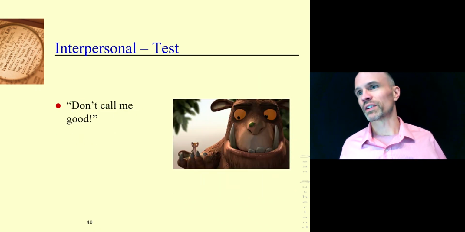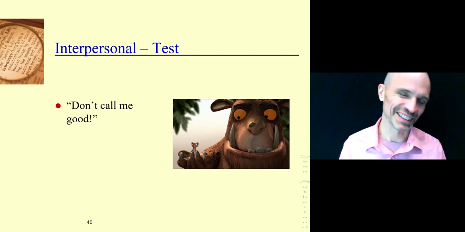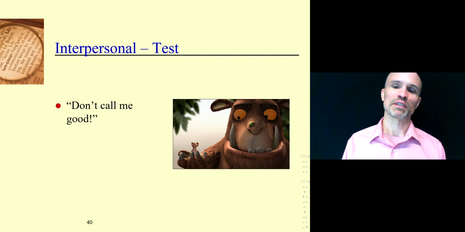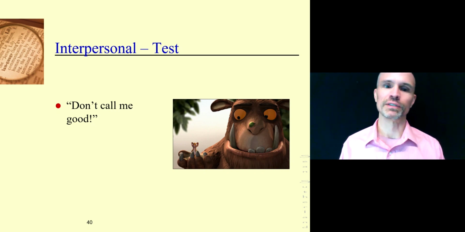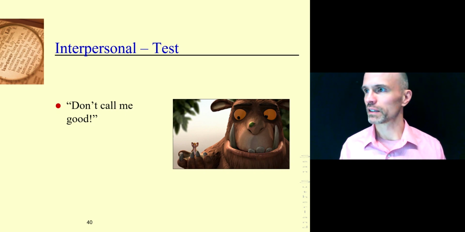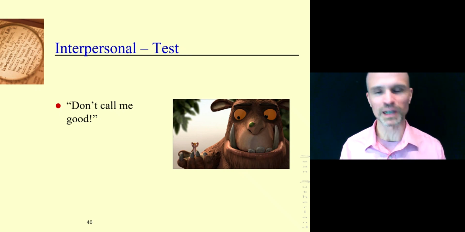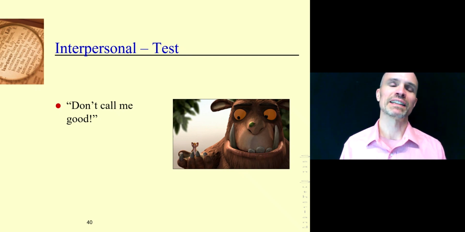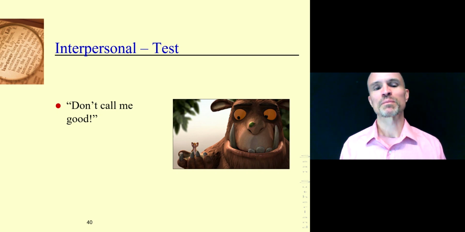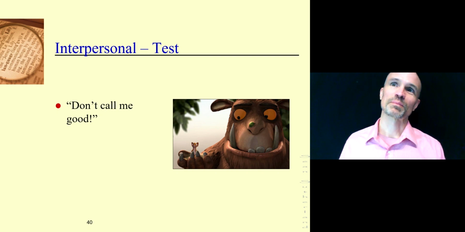Finally, later on, the story doesn't matter, but later on the Gruffalo says something about you'd taste good on a loaf of bread or something like that. And the mouse says, don't call me good. Can you explain the interpersonal, can you find the subject and finite here with don't call me good? Pause again.